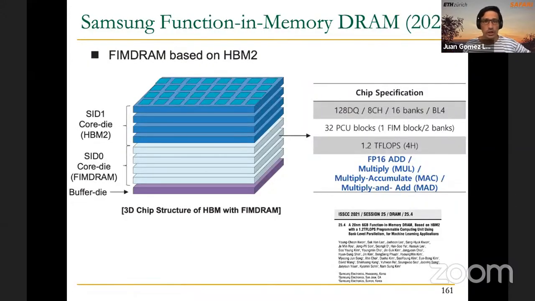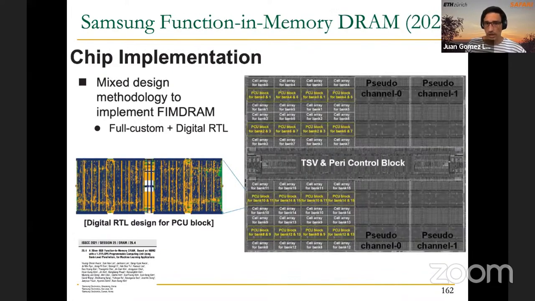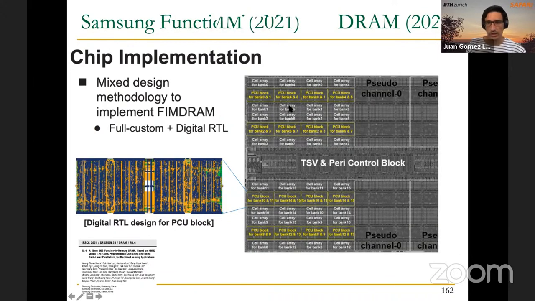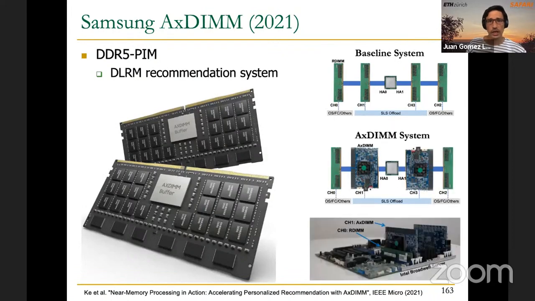And also the recent announcement from Samsung, the FIMDRAM architecture, which in this case, remember, uses HBM2 memory, placing in each of the layers of the memory some compute units called PCU blocks that are connected to, in this case, a couple of memory banks. And more recently, the AxDIMM processing in memory architecture that is also near data processing, but in this case it's not near bank, it's on the DIMM, because we have this AxDIMM buffer near the memory chips on the same DIMM.